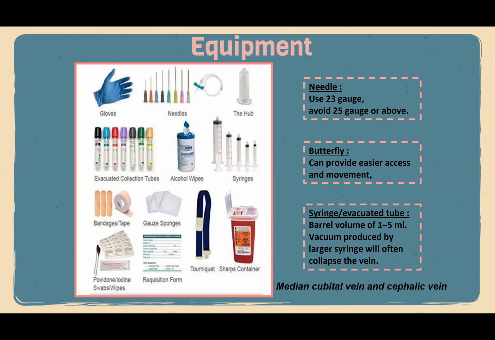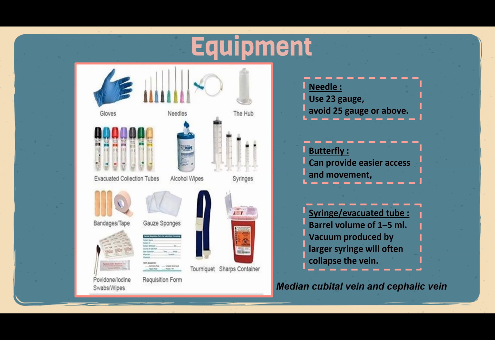These are the equipment needed. We need gloves and needles. For needles, we usually use 23 gauge, basically lower than 25 gauge. We can also use a butterfly needle because it provides easier access and movement of the needle. Then we need the hub, the evacuated collection tubes, and the alcohol wipes.